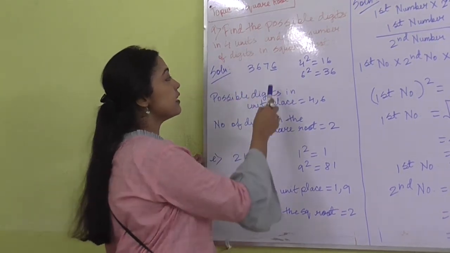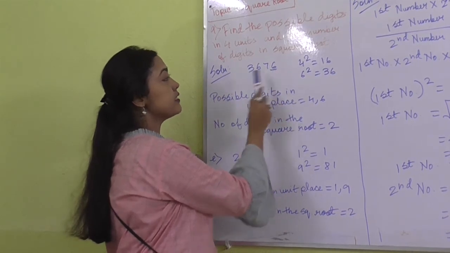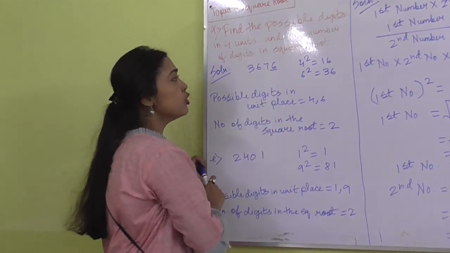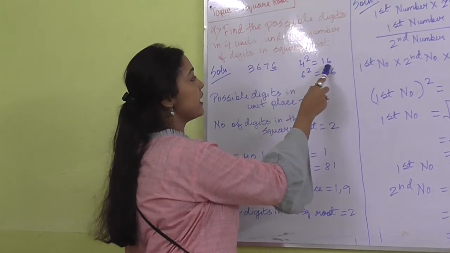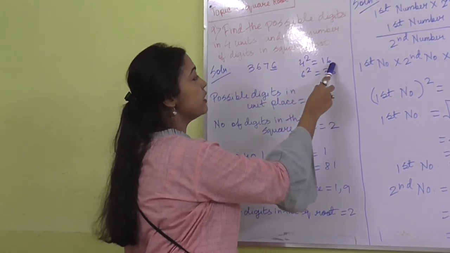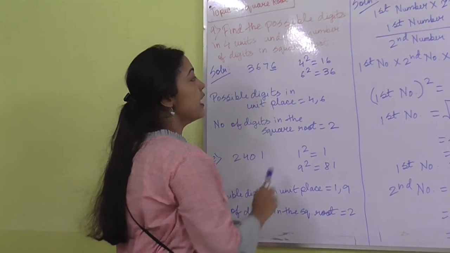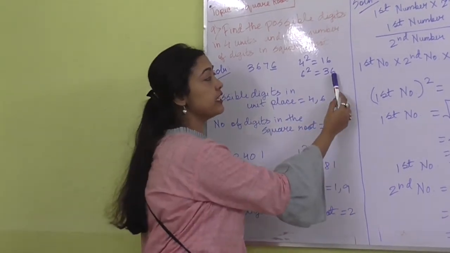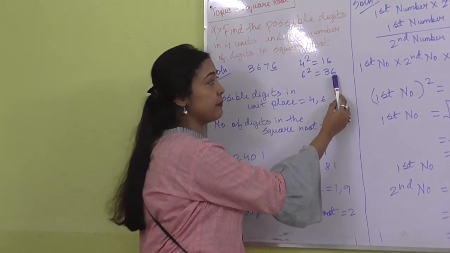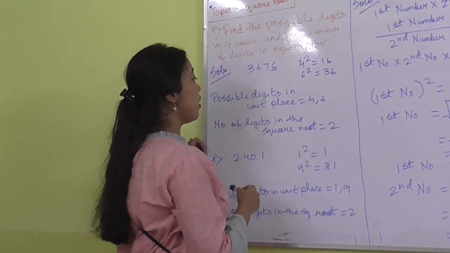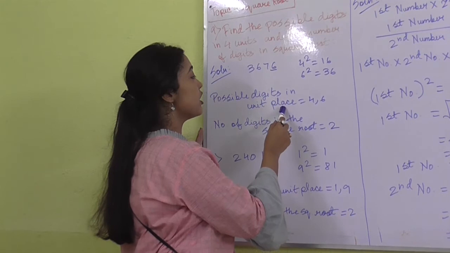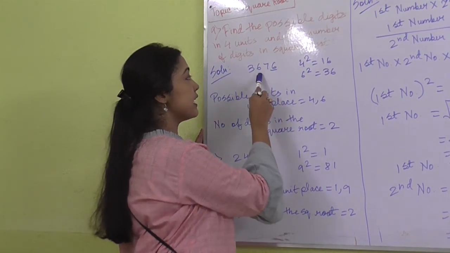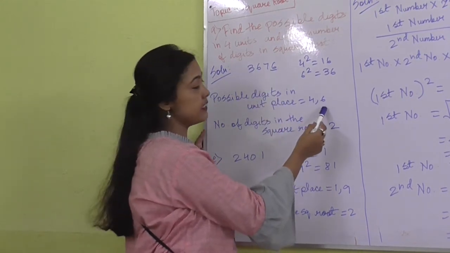Here you can see that in the unit place the number 6 has been given. If we take 4 square, it is coming as 16. Here also in the unit place the number 6 is coming. And if we take 6 square, it is coming as 36. Here also in the unit place the number 6 is coming. So the possible digits in the unit place of the square root of 3676 will be 4 and 6.